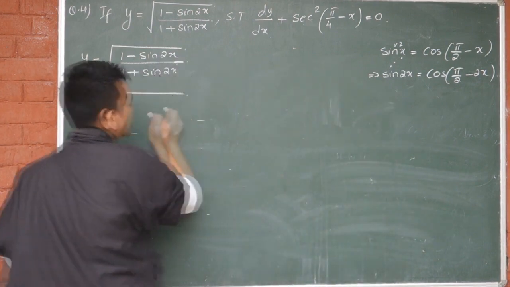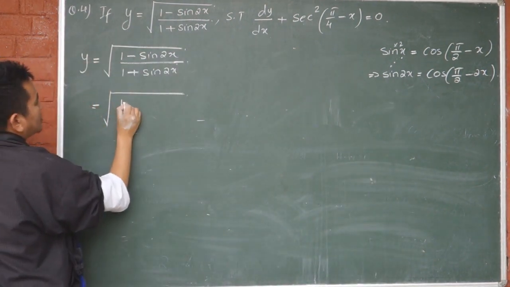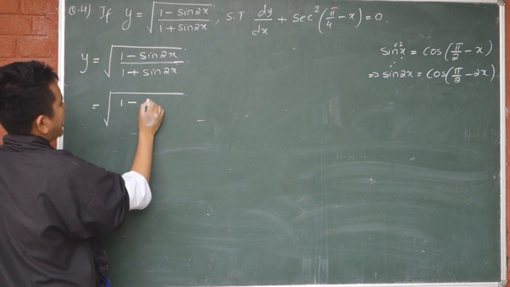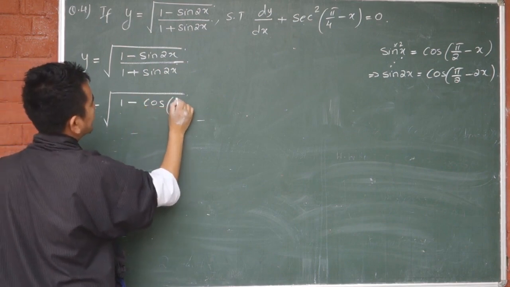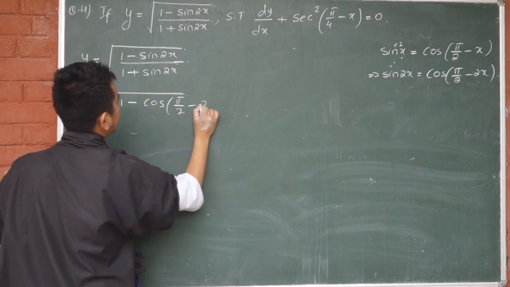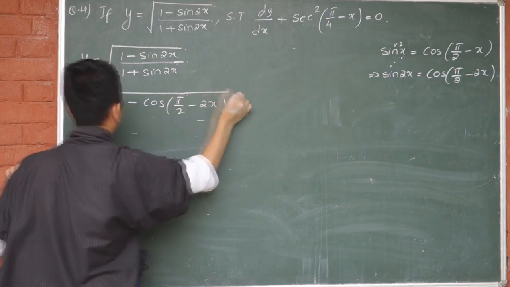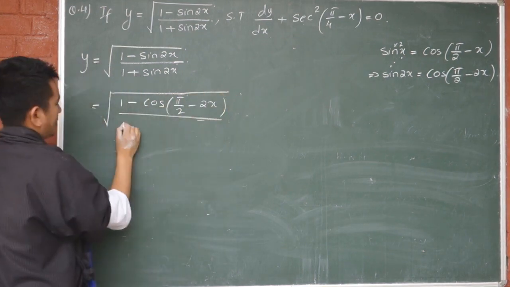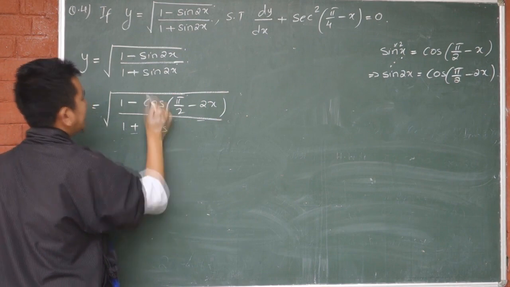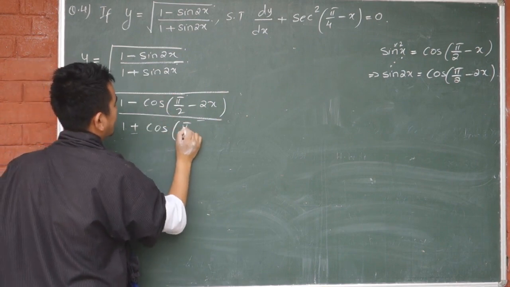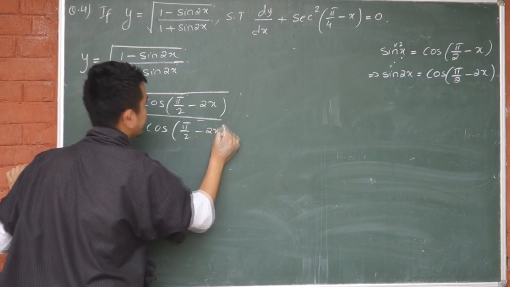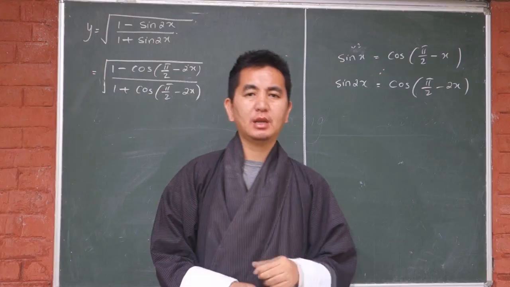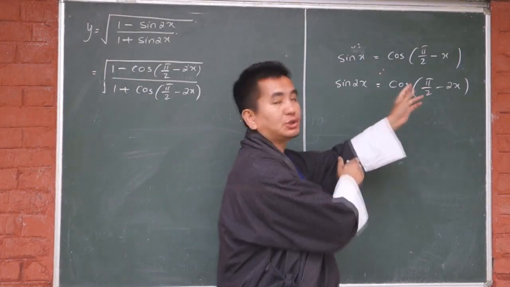Okay, then we can substitute now. This becomes 1 minus, in place of sin 2x we have cos(pi/2 minus 2x), divided by 1 plus cos, this also gets substituted now, (pi/2 minus 2x). I hope you have understood now.